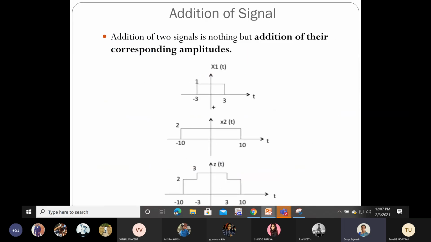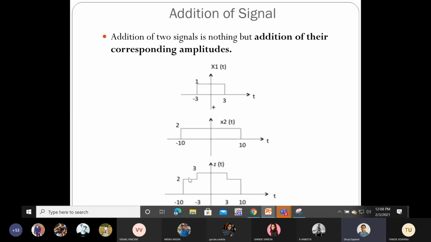Now let us see the addition of the signals. So we have two signals, x1 of t and x2 of t. x1 of t extends from -3 to 3 and the amplitude is 1. Now we have x2 of t, another signal whose amplitude is 2. It extends from -10 to +10 on the time axis. Now while we add these two signals, you have to consider interval by interval. So the entire span is given by the signal with the highest span.